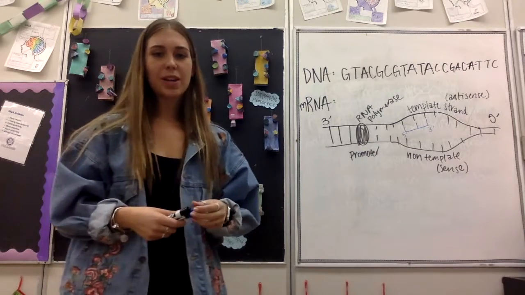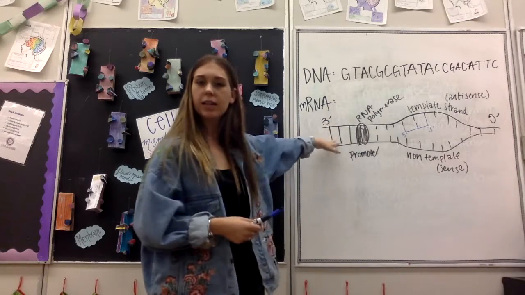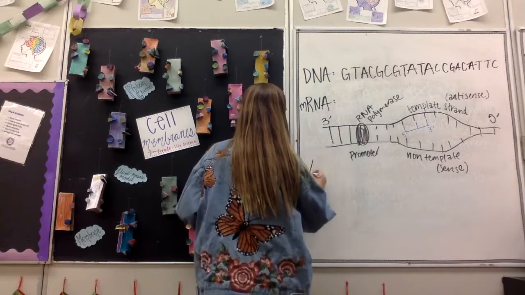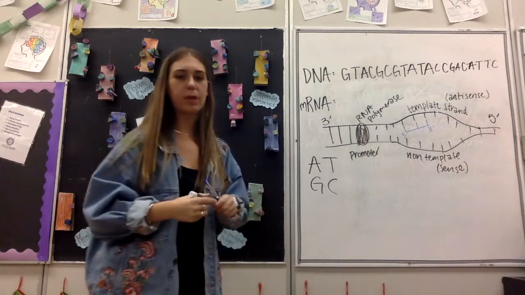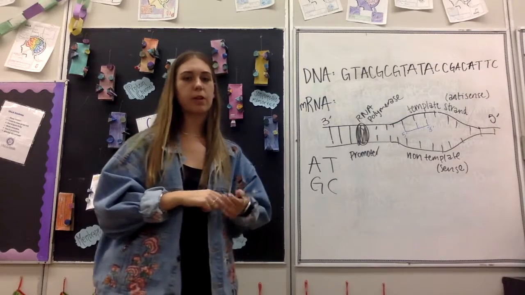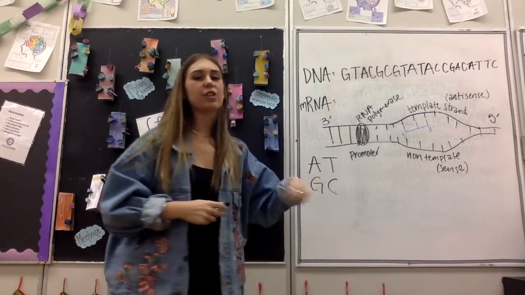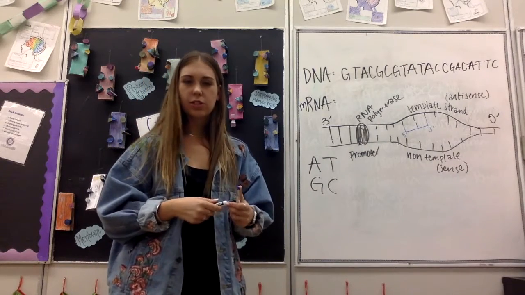So DNA is made up, obviously, of our double helix and all of these nucleotides. Just in case we forgot, adenine and thymine always pair together. Guanine and cytosine always pair together in DNA. How do these four nucleotides actually code for anything? So that's what transcription and translation is.